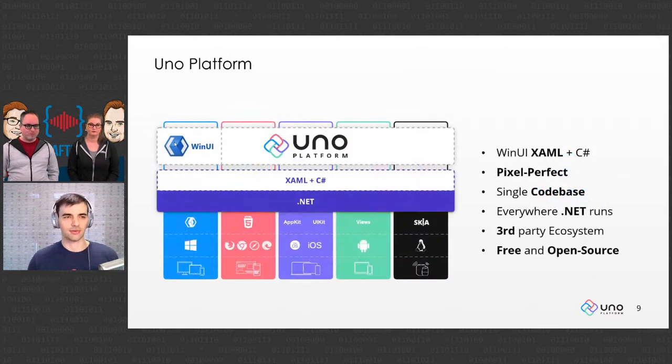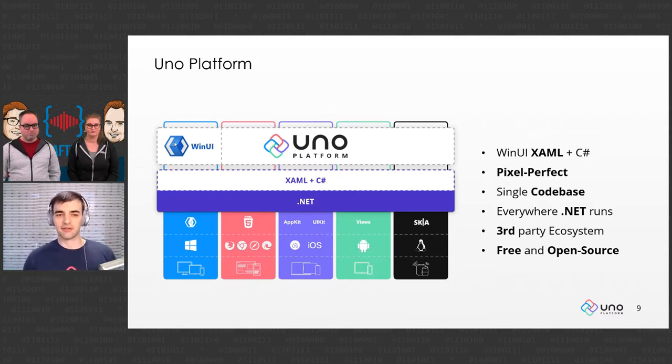And the answer would be Uno Platform. Uno Platform is a solution that allows you to write a single codebase that targets all platforms, and you just write your code in C# and XAML, and it just runs everywhere. That's including the web part. So now you can target not only mobile and desktop, but also the web.